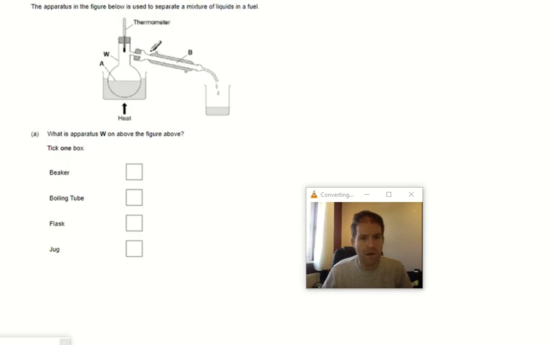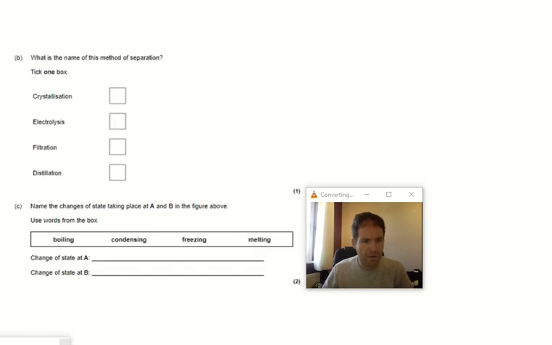The apparatus below, we're looking at potable water again. We're heating up water, A and B. Which apparatus is W? Let's have a look at W. This is a special flask, we call it a round bottom flask. There's a flask there. Next question.